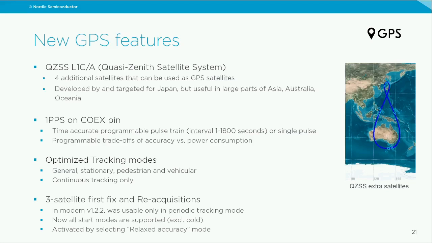We also have this new 3 satellites first fix and reacquisition feature for several modes. Before we had this only usable in periodic tracking mode, but now it supports all start modes excluding cold start. So this is activated by selecting relaxed accuracy mode. This is also known as low accuracy, so you can select this feature here, and you should get a faster GPS fix but lower accuracy. But this will also save current consumption because you do not need to have the GPS on for a long time.